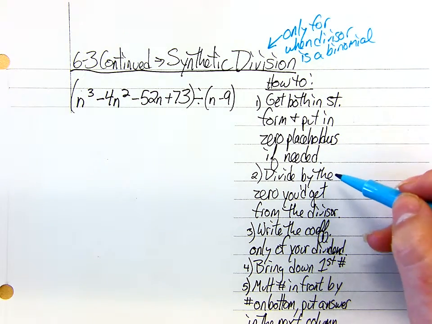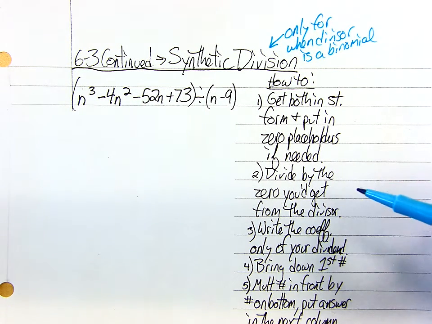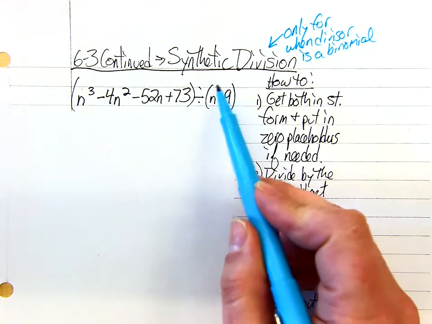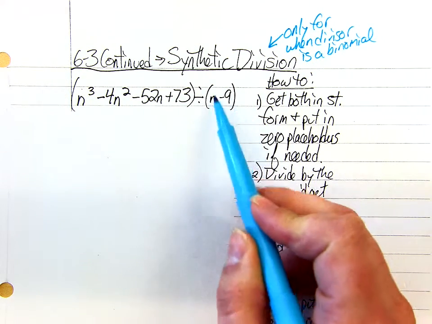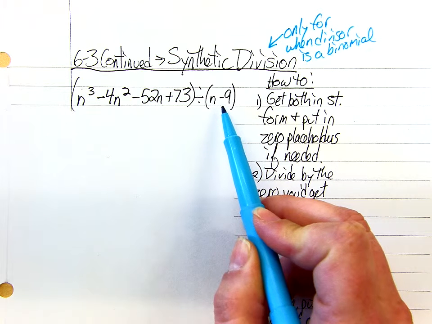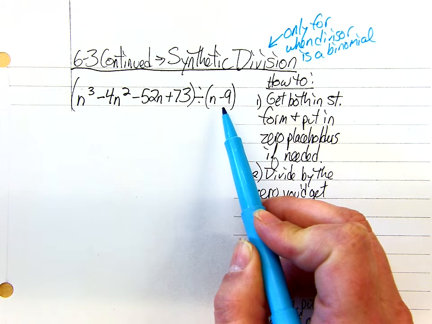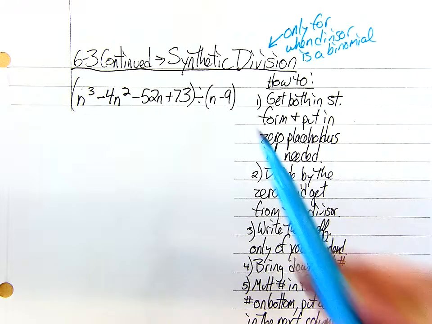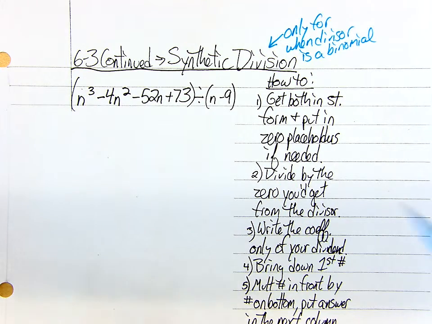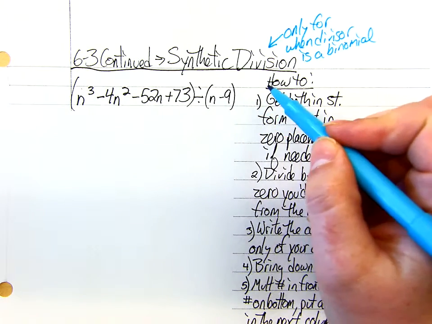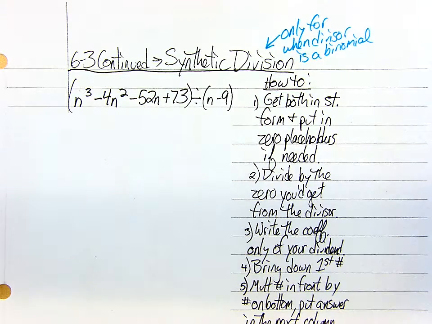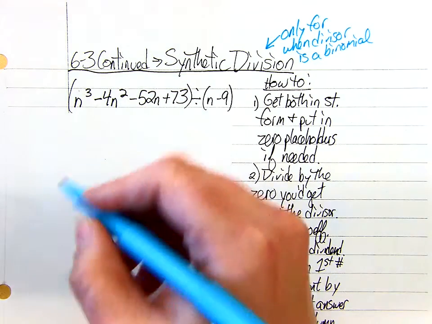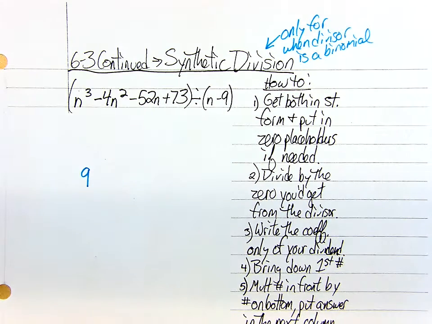Step 2 says, we're actually going to divide by the 0 you'd get from the divisor. So remember, this guy's the divisor, what I'm dividing by, okay? What is the 0 that comes from that factor? 9, positive 9, right? Because you would set n minus 9 equal to 0, and then you solve, and you would get a positive 9, correct? So here's what we're going to do with that number. We're going to put it down out in front. So I'm going to put a 9 there.